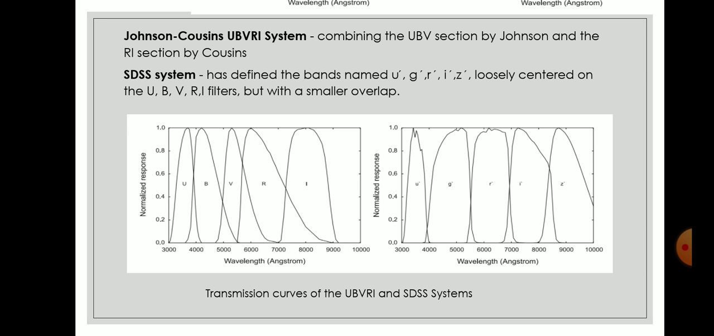And the next one is the Sloan Digital Sky Survey, or SDSS, which is performing photometric observations of stars and galaxies with the potential to become the future reference, with an archive of about 10 to the power of 8 objects. So we have here the figure of the transmission curve of the UBVRI and SDSS system.